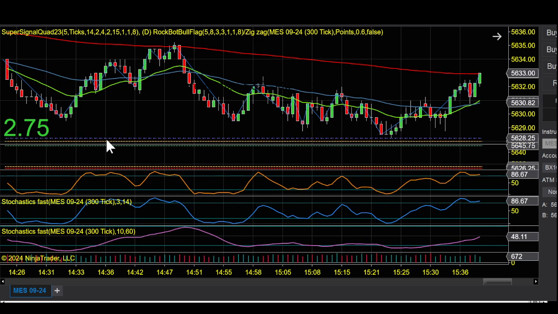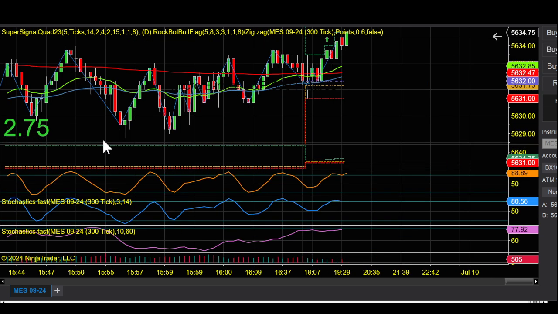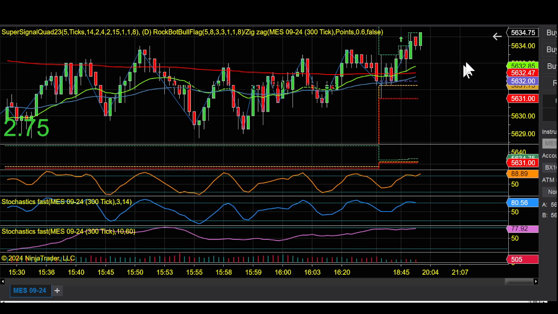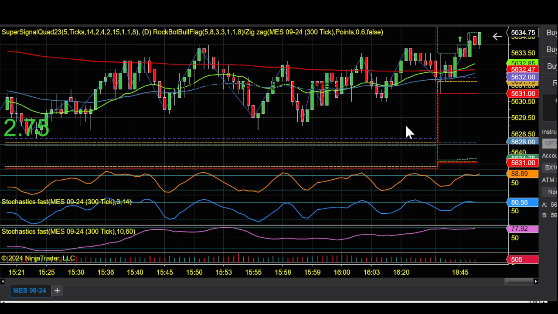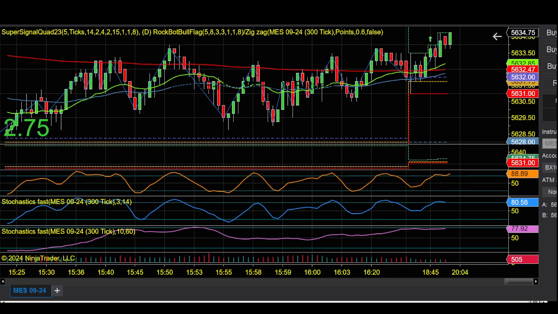On the tick chart, you'll get different trades on the MES and the ES. Sometimes you won't get any trades on the ES, and you'll get trades on the MES. Again, different amount of trades, different candles will be different timing. But the 300 tick is really good.